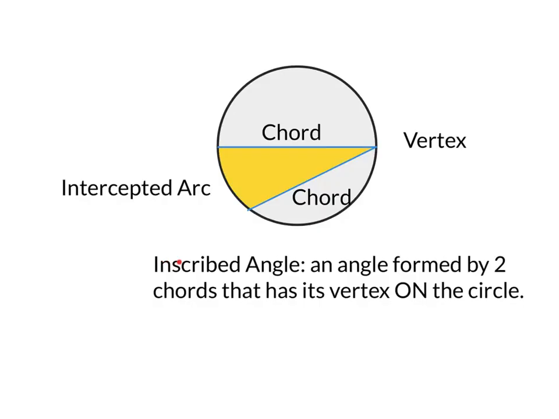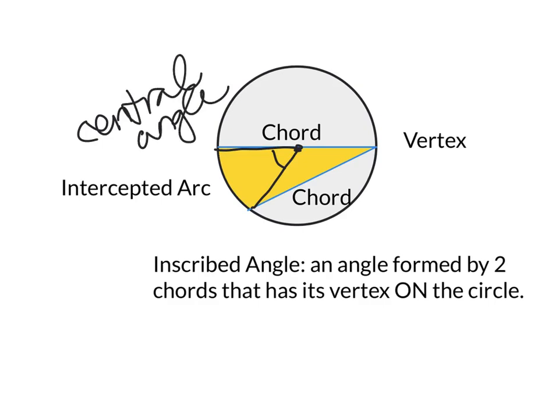The inscribed angle is an angle formed by two chords that has its vertex on the circle, okay? Versus in the circle where we had our central angle. If you had a vertex at the center of the circle and you went out, this is your central angle. And now we're talking about the inscribed angle.